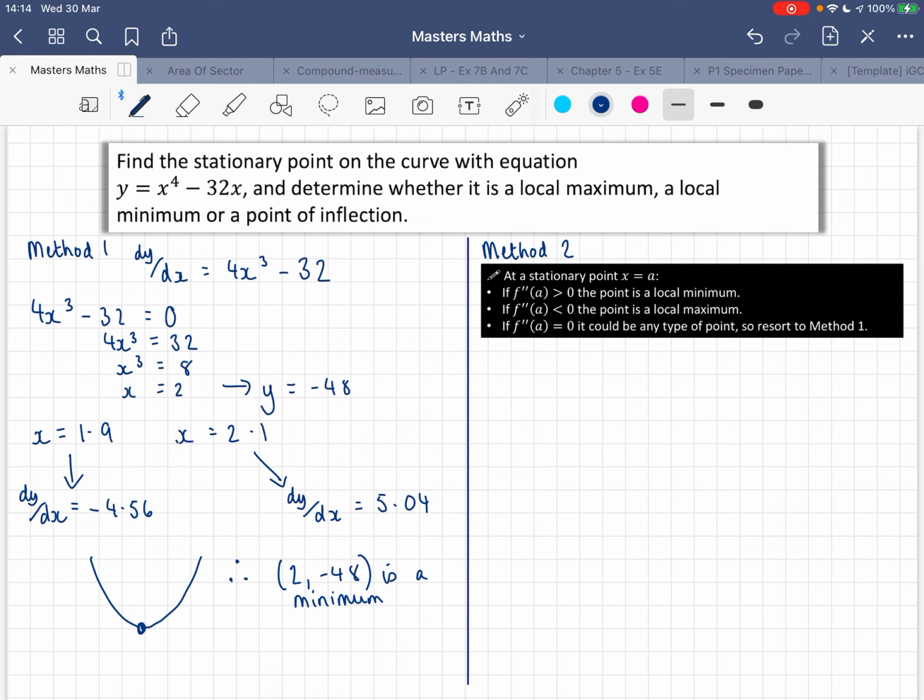There we go. So that's method 1. A bit long-winded, a lot of substituting things in, potentially room for error, depending on how you substitute. If you get a negative wrong or something, there's lots of potential for error there. The second way is by using something we call the second derivative, which is essentially differentiating twice.